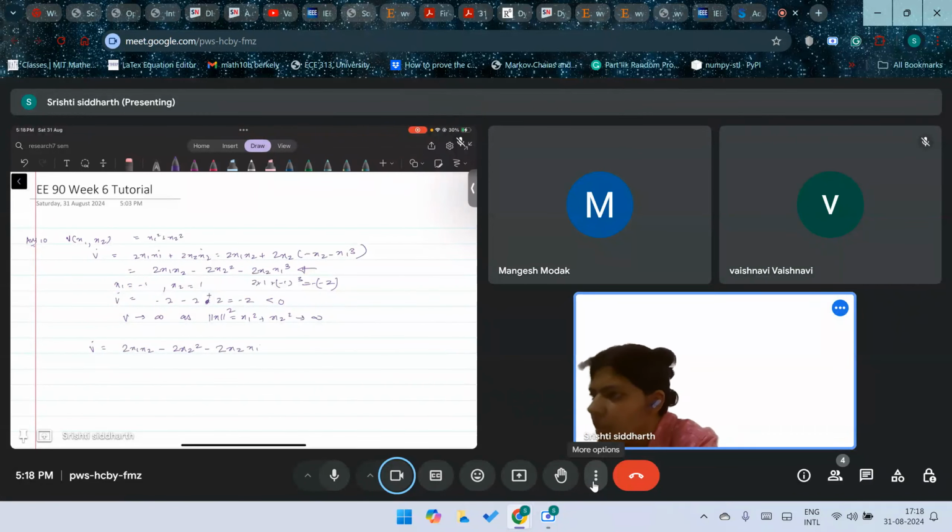Yeah, I can see that one. Plus 2x1 x2. The problem with this Lyapunov function too is that x1 x2 can be either positive or negative. So from the solution, what they have given is 4x1 square, 2x1 x2 plus 2x2 square. So this can be positive or negative.